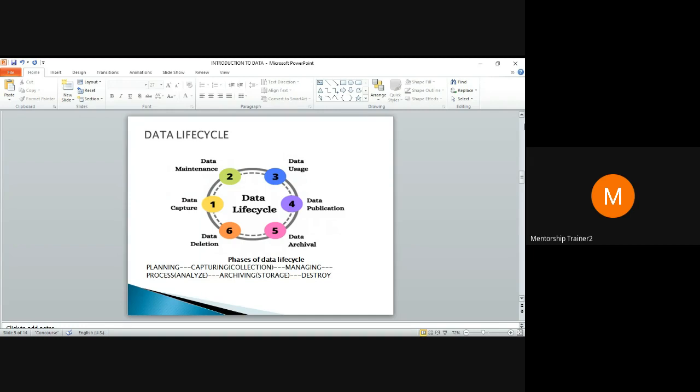So data usage could be data analysis, where you analyze your data. After analyzing your data, you publish it for the mission of collection to be accomplished. You understand? You just get data and analyze it without having objectives. Why are you even collecting this data? You'd be a mad person. You understand?